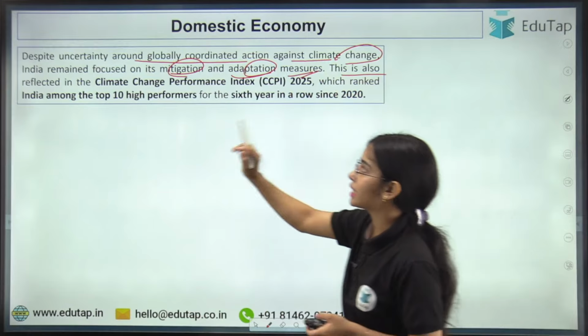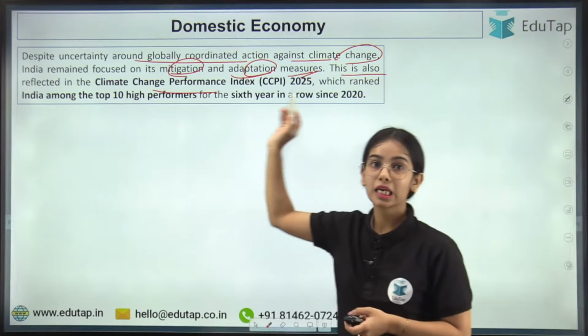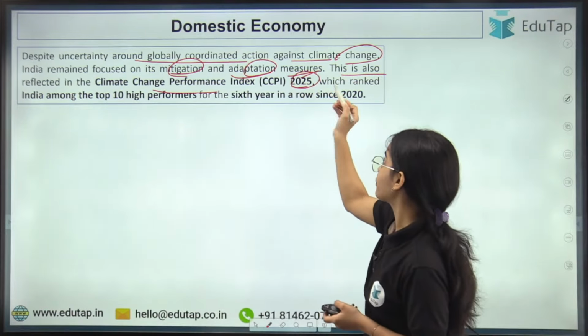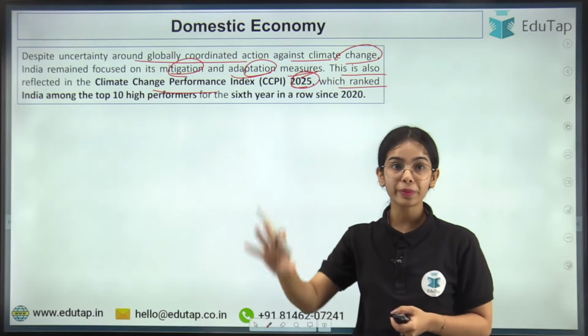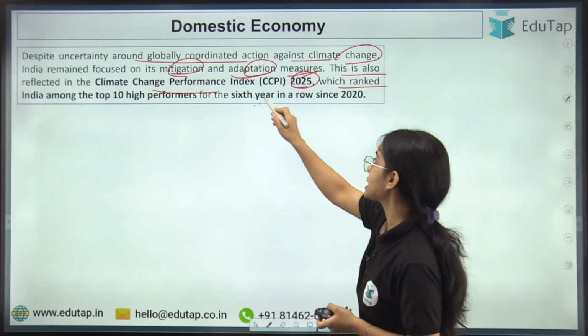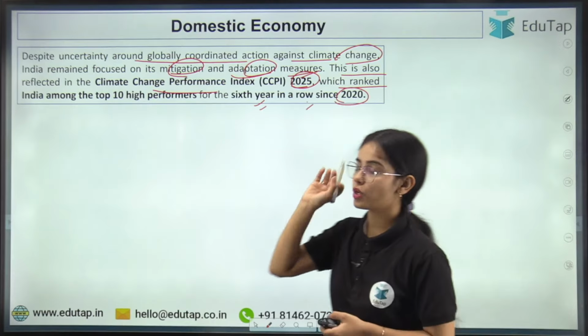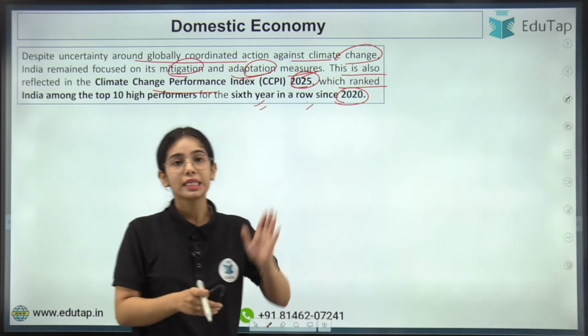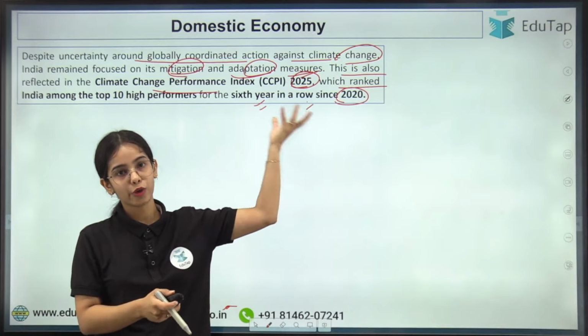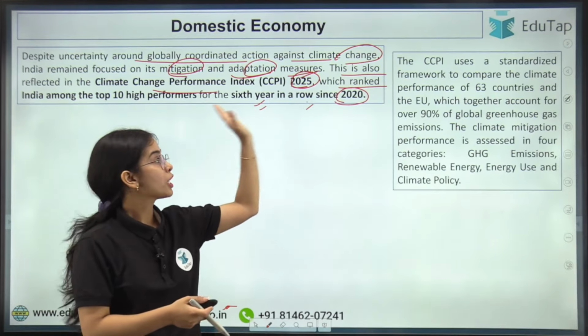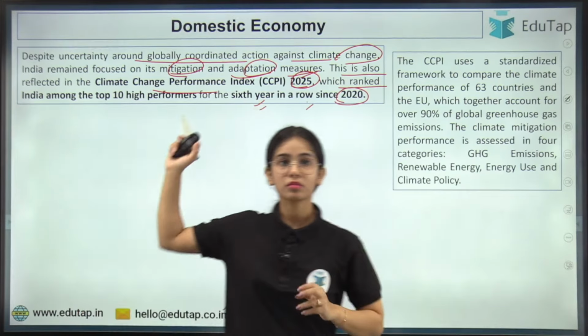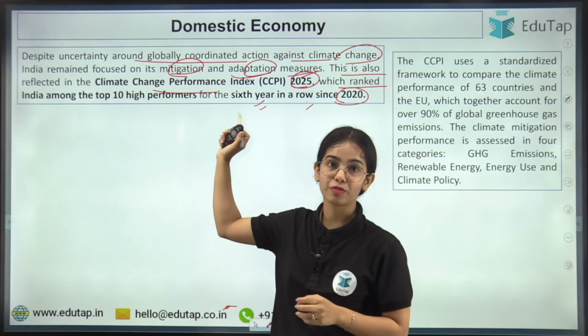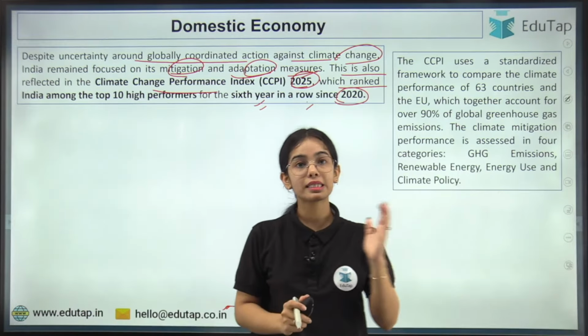This is also reflected in the Climate Change Performance Index for 2025, which ranked India among the top 10 high performers for the 6th year in a row since 2020. So if any question comes on climate change, this is a data point that you can use in your answer, a very good data point. Okay, so India remained among the top 10 high performers for the 6th year in a row since 2020.